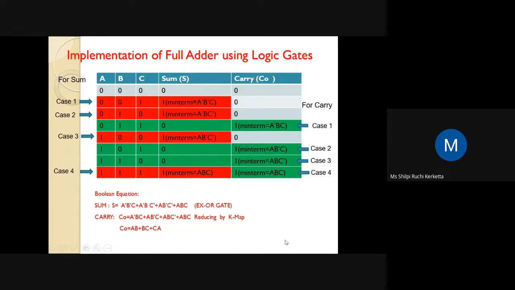Any doubt in this? How we are writing the Boolean equations? No, ma'am.